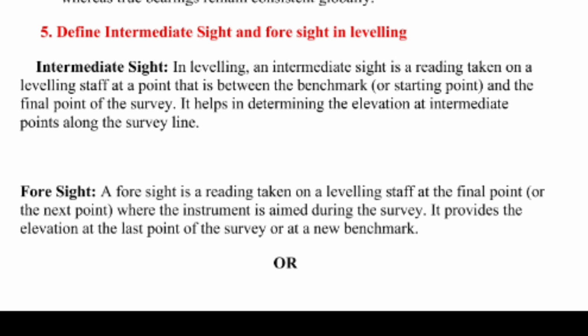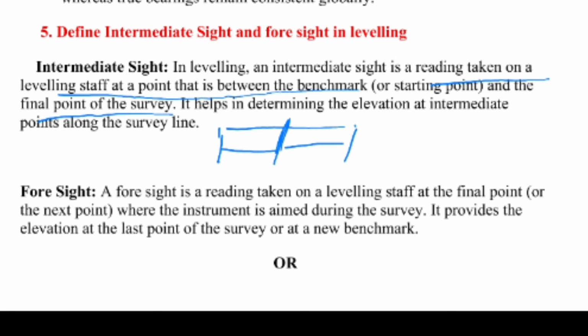Okay. So define intermediate sight and foresight of the leveling. Intermediate sight means the reading taken on the staff at a leveling point between the benchmark and the final point of a survey line, that we call an intermediate point. The middle point between the points we call an intermediate point of the survey line.